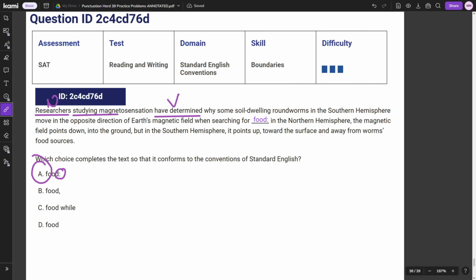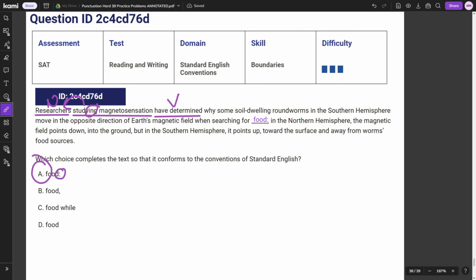Now the reason studying magnetosensation isn't our verb is because this is just a modifier. I mean, it's adding on extra info to the researchers. Who are the researchers? Well, specifically, they're people studying magnetosensation. What did they do? Well, they determined something. So yeah, usually ing verbs, those are going to set apart your modifiers. Now, they won't always be in commas, but usually they're also separated by commas. Anyways, everything before is a complete sense.